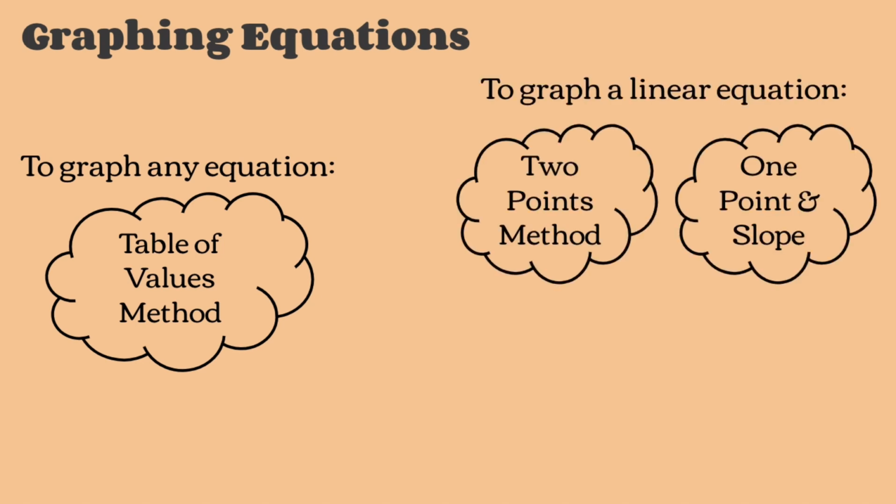The next one is to graph a linear equation, and there are two methods for this. There's the 2 points method and the 1 point and slope method. In the 2 points method, if you know the points on the line, simply plot both of them and draw a straight line passing through the 2 points. For the 1 point and slope method, if you know 1 point on the line and the slope of the line, then use the point and the slope to draw a right triangle to find the second point. Then draw a straight line passing through the 2 points.